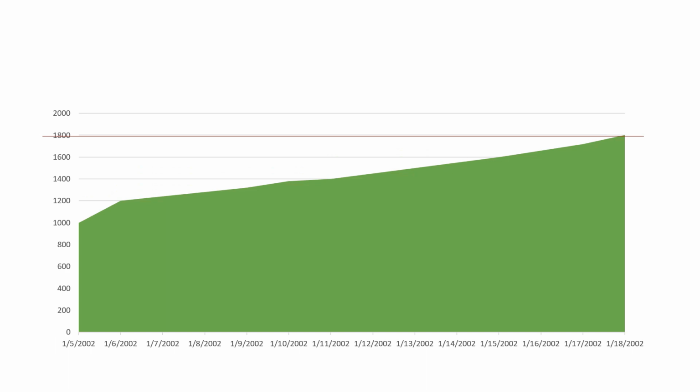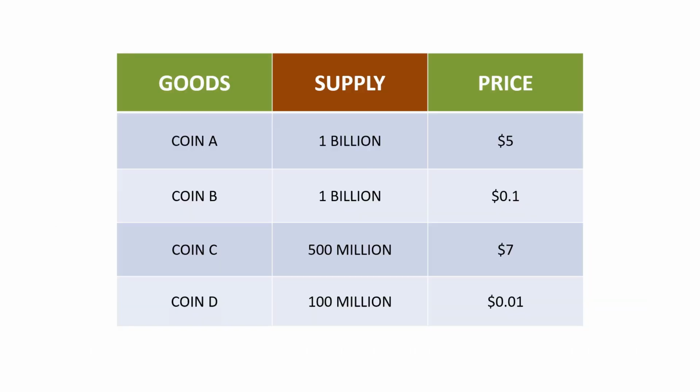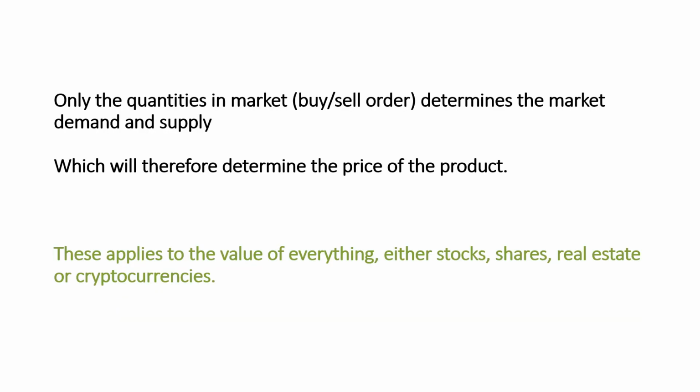This is how demand and supply affects everything. A product having incredibly high quantities doesn't mean it will have a low value. Also, a product having a low quantity in existence doesn't mean its value will be high. Remember, only the quantities in the market determine the demand and supply, which will therefore determine the price of the product. These apply to the value of everything, either stocks, shares, real estate or also cryptocurrencies.